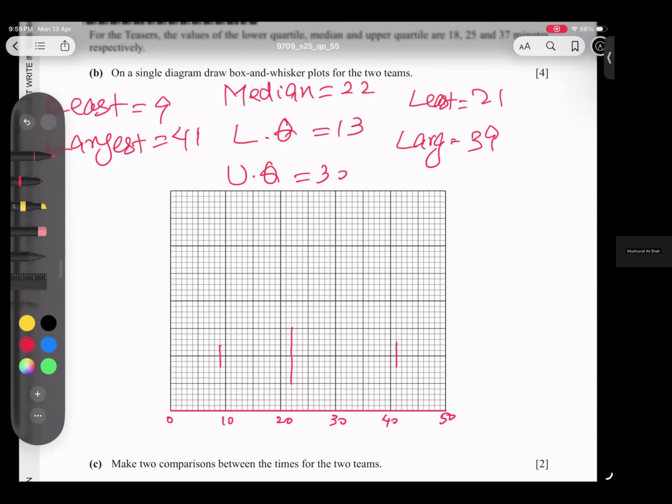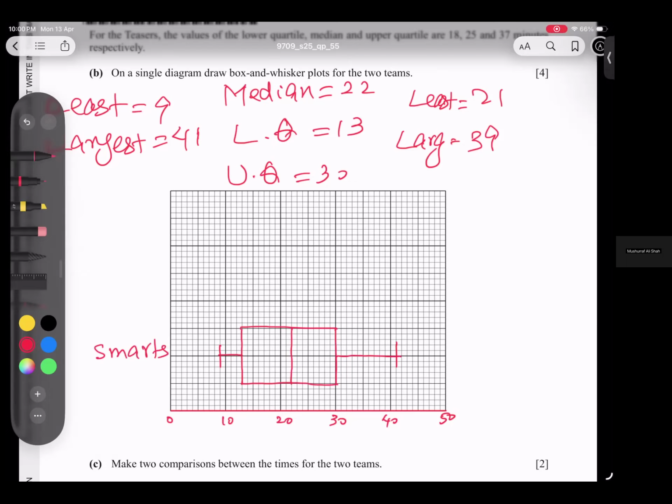Okay, 22 done, 13. 13 is here. Then 30, 30 is here. And I'll make a box. There's a box and there's a whisker. Done. So this I made, Smarters. Okay, now I'm talking about the other one.